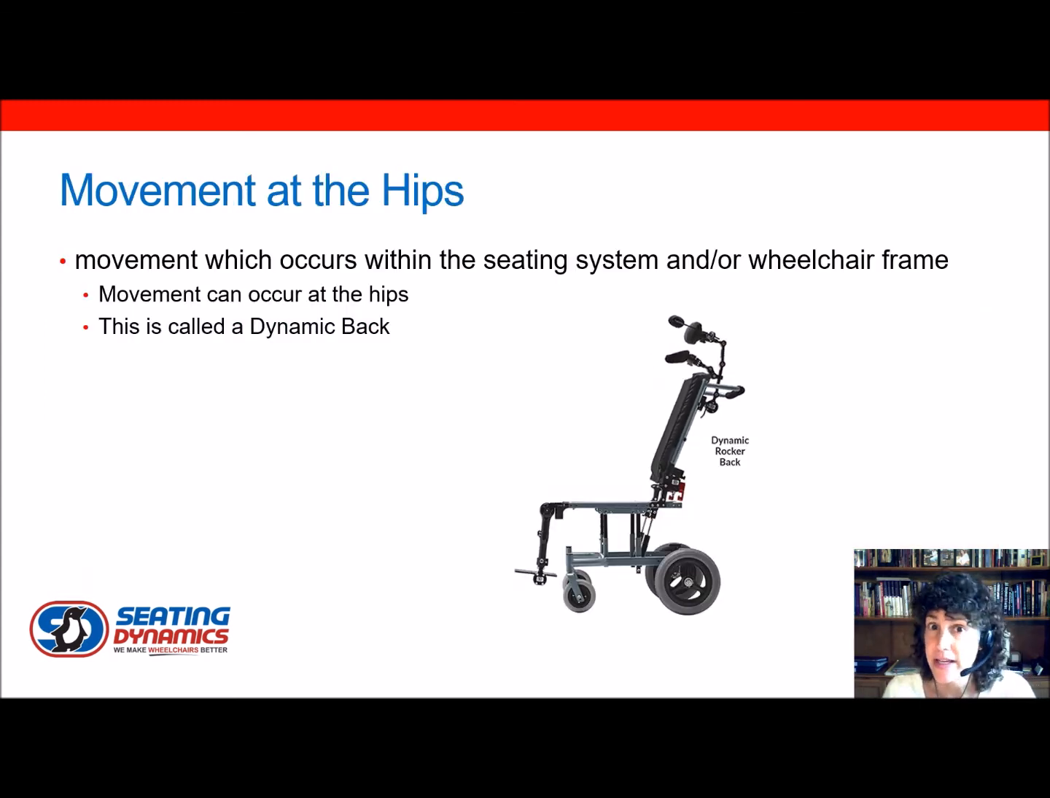So let's break that definition down because it's a little wordy. First, we start with movement which occurs within the seating system and/or wheelchair frame. So that movement can occur in different areas. Most frequently, we're going to see movement at the hips, at the legs, and at the neck. So movement can occur at the hips, like is shown here, and that is provided in a dynamic back.